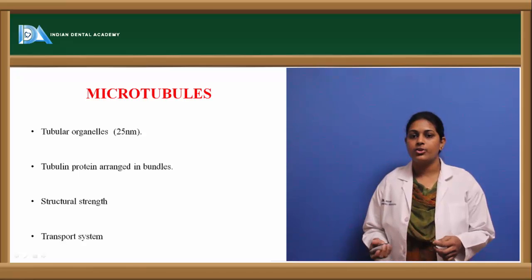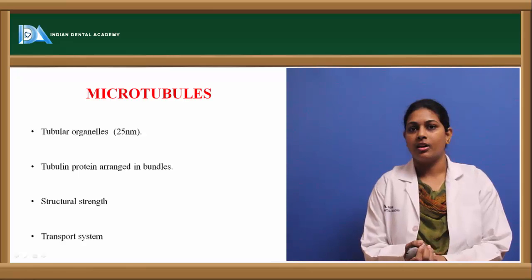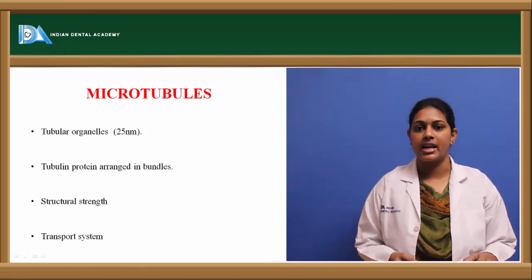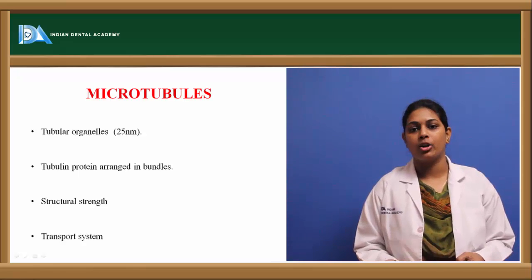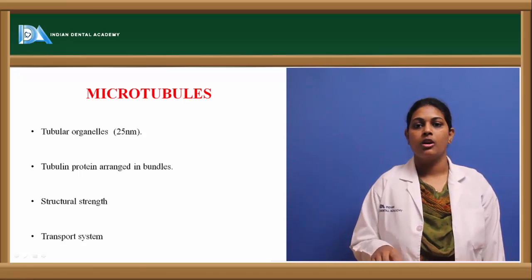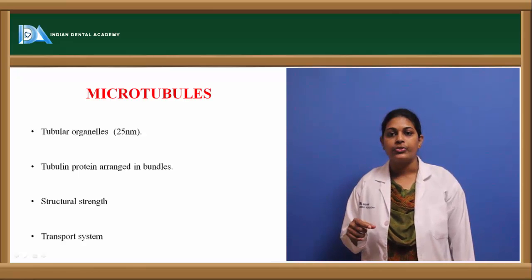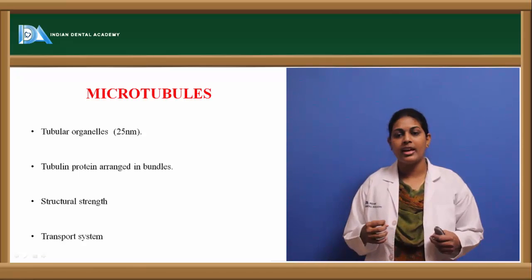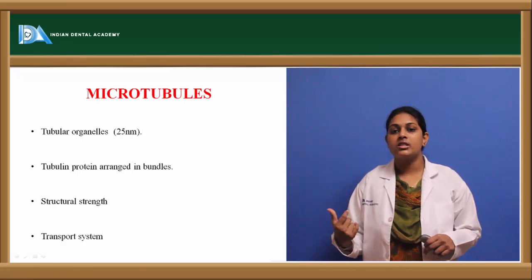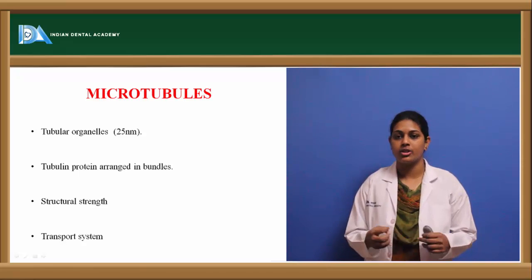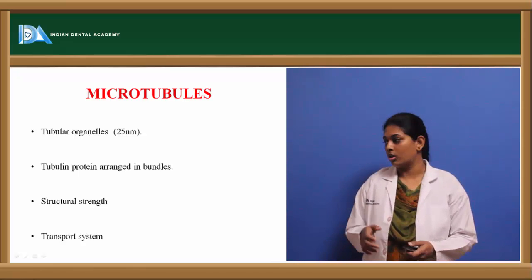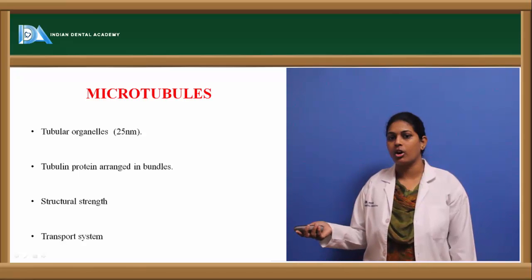It also helps in the transport system. These microtubules can be seen majorly in cell division, either mitotic or meiotic, where we see that the chromosomes along with the centromere are attached. They are held in position with the help of microtubules. So these chromosomes are dragged to the respective poles with the help of microtubules in cell division, that is, mitotic or meiotic cell division.